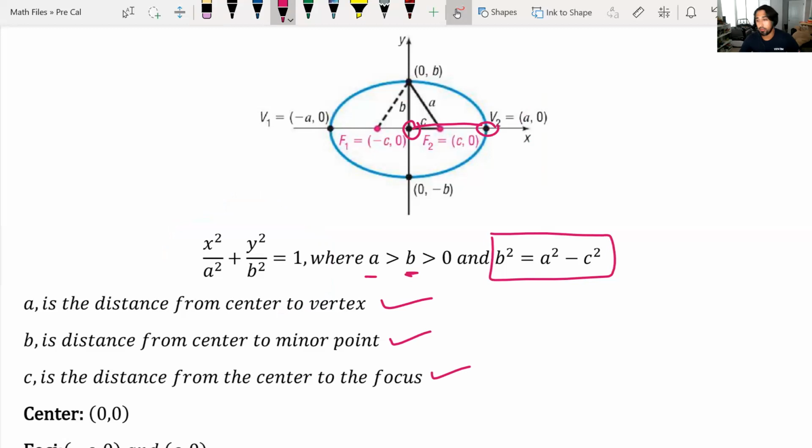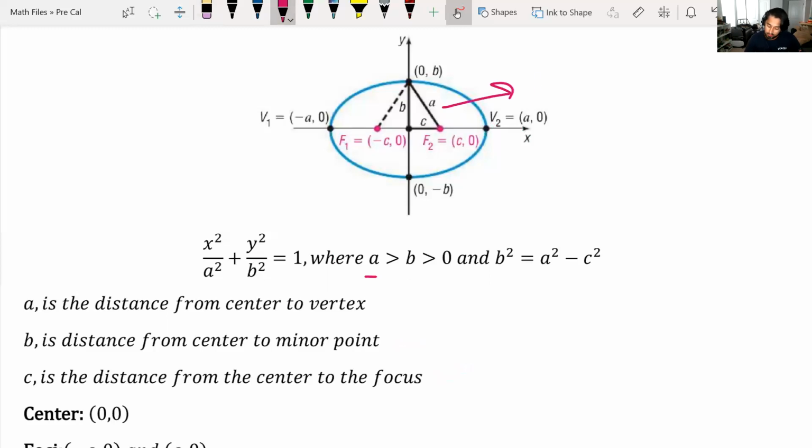And this is why our Pythagorean theorem looks a little different. If I put it in the form that it needed to be to use the Pythagorean theorem, from this triangle it would be b squared plus c squared equals a squared. And that's just because of how the ellipse is labeled, right? The distance from center to minor point is b. The distance from center to focus is c. And the distance from center to vertex is a.